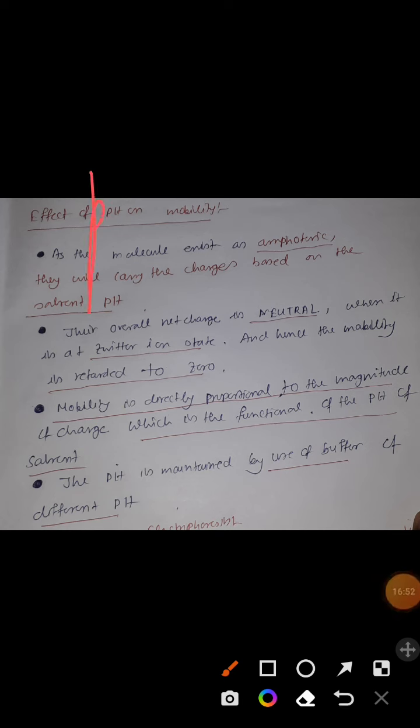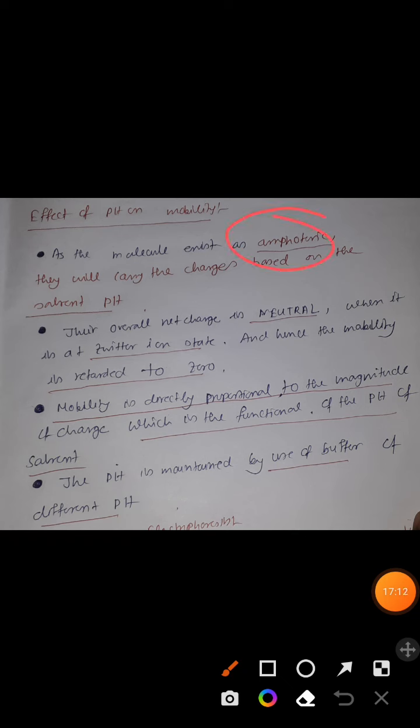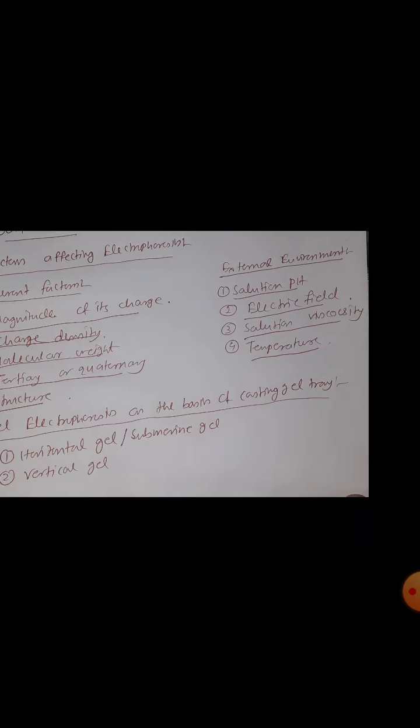pH in turn plays the most important role, because the mobility is directly dependent on the magnitude of the charge of the particle that we want to separate, and this charge is in turn determined by the solvent pH. As they are amphoteric in nature, they will carry charges based on the solution pH. So this pH is maintained by using buffers of different pH.